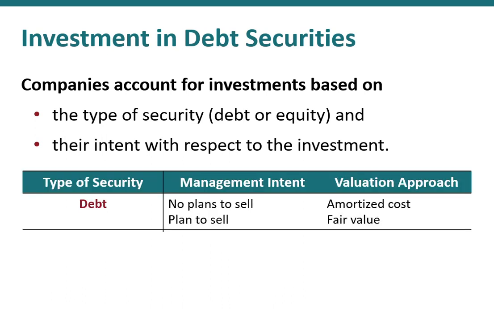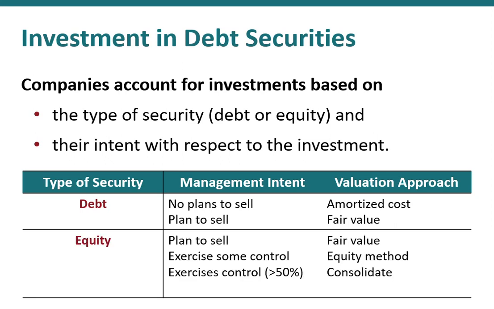We have three broad types. There are debt securities in which the management has no intent or plan to sell, and those will typically value at amortized cost or fair value, we'll see. Again, that depends on management's intent. And then we also have equity securities, and we can buy equity securities with the intention to sell, hold on to them, and exercise some control of another company, or acquire more than 50%, that is voting control, in which case we will consolidate that from an accounting perspective. So we see both the type of security as well as management's intent impact our accounting and valuation.